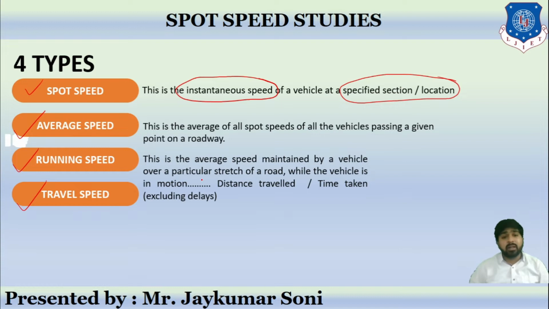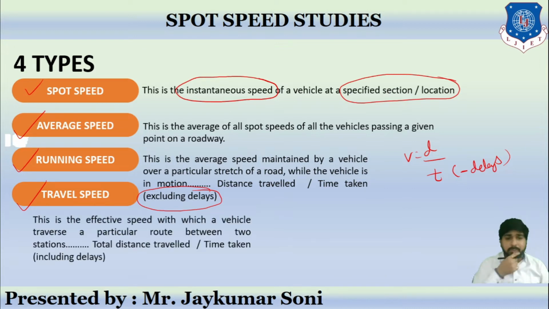Then comes the running speed. Running speed is the one that excludes the delay. It does not include the delay. So it is the average speed maintained by the vehicle over a particular stretch of road when the vehicle is in motion, means it is the distance traveled divided by time taken, but we will not include delays. So we will subtract the delay.